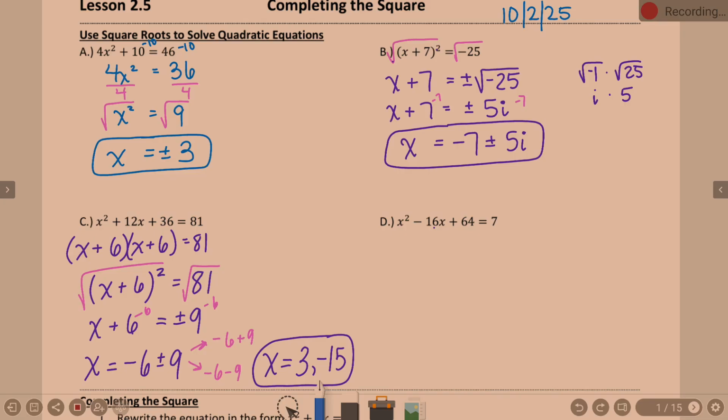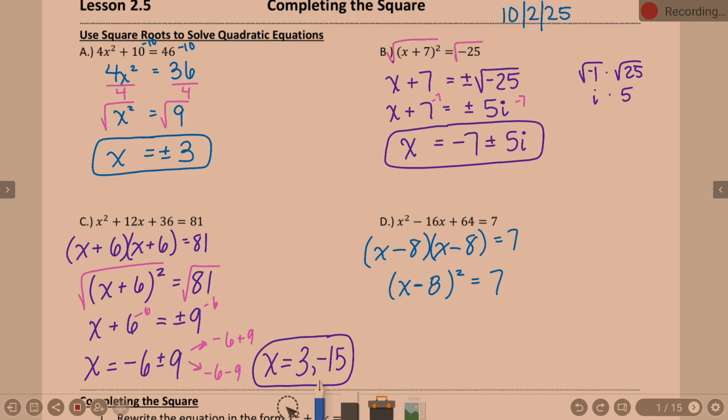So, let's factor. So I'm keeping my equal 7. X squared breaks into x times x. Multiplying to be 64, more specifically the square root of 64 is 8 times 8. How do I get those 8s to multiply to be positive 64 and add to be negative 16? They're both negative. Or in other words, this is the same idea as saying x minus 8 squared equals 7.